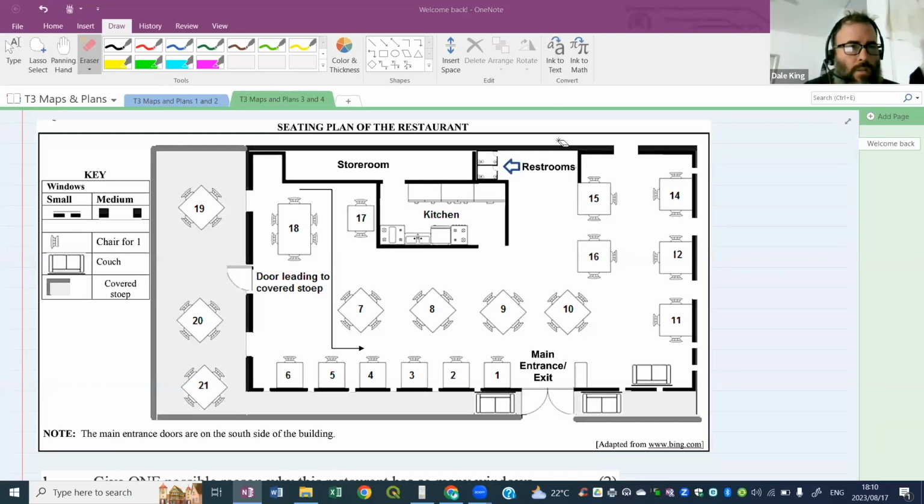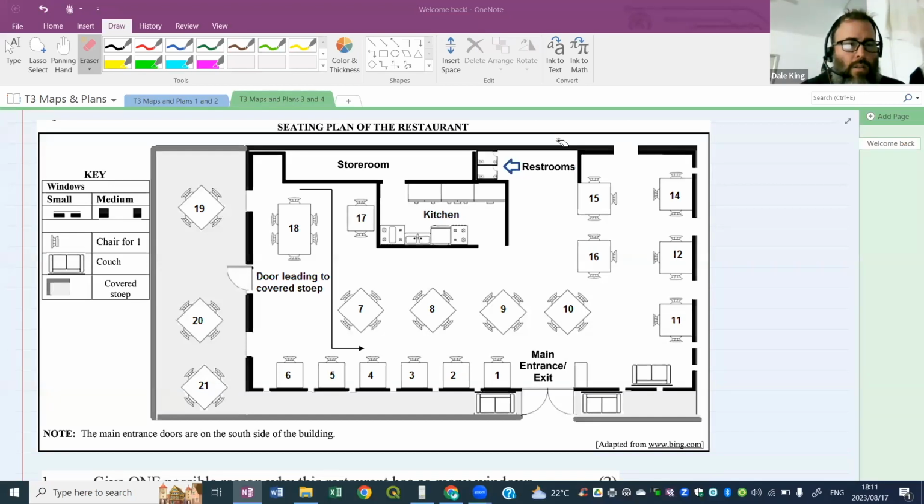We've got small and medium. We've got small walls and medium walls. We've got chairs for one. We've got couches here and covered stoep. The stoep is the patio. It's an Afrikaans word for patio or veranda.